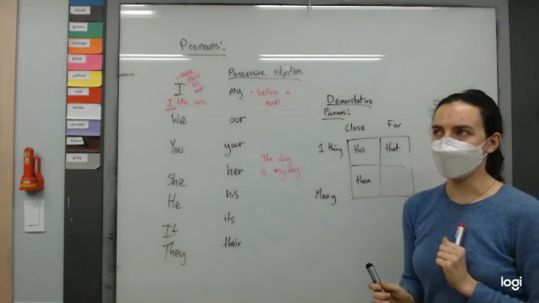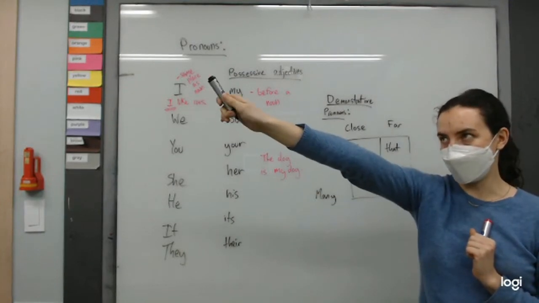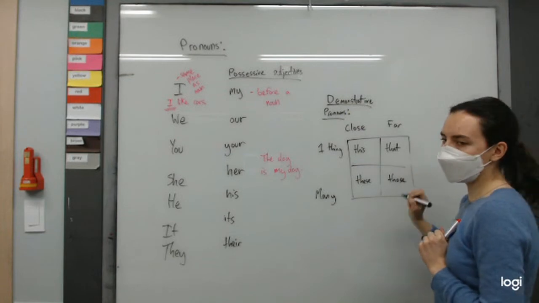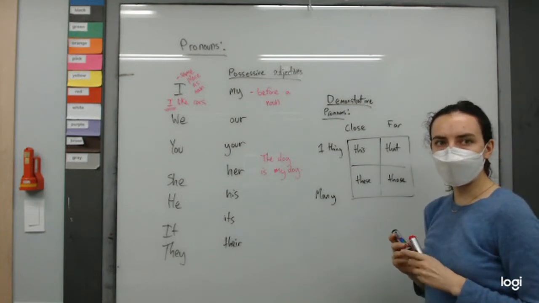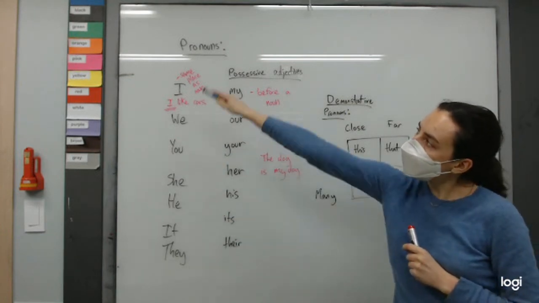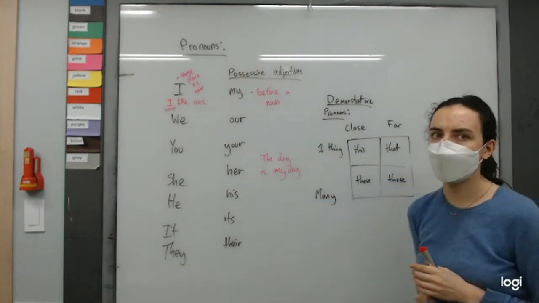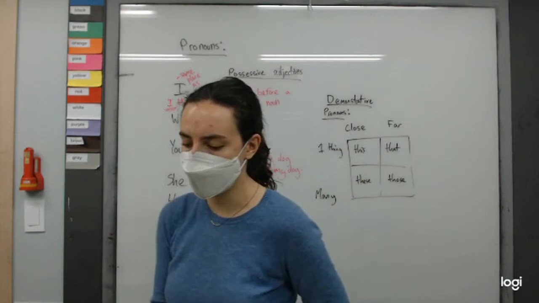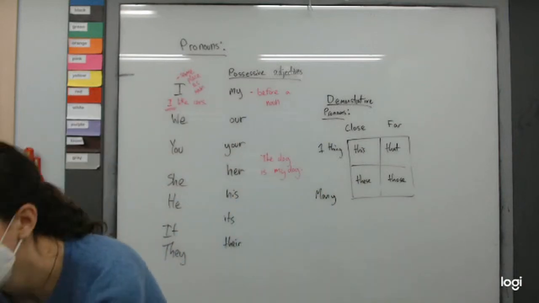You can't see it in this room, but I can say that fan over there. Or for many, you say those. You can say those colors, far from me. Okay, so let's look in the book at some of the things we can use to practice.